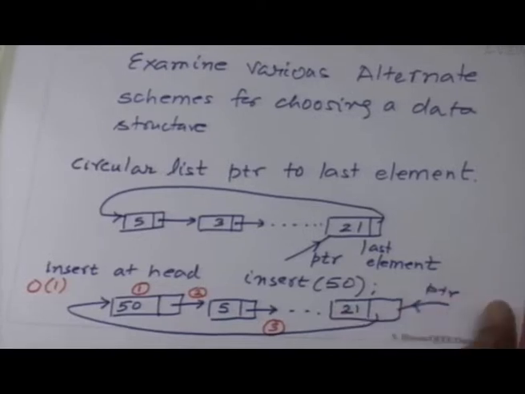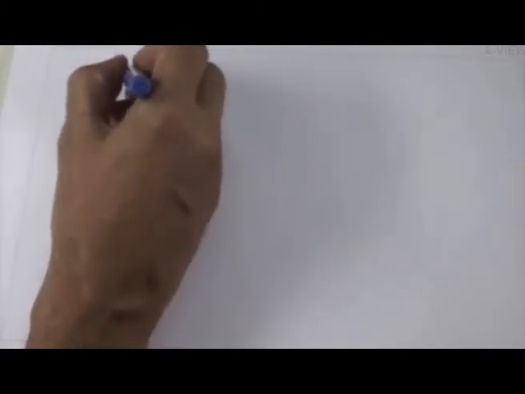I don't know how many of you have seen such a thing, so I am going to explain one more, which is insert at the tail or insert at the rear end of the same circular list. Where is insert at the end?